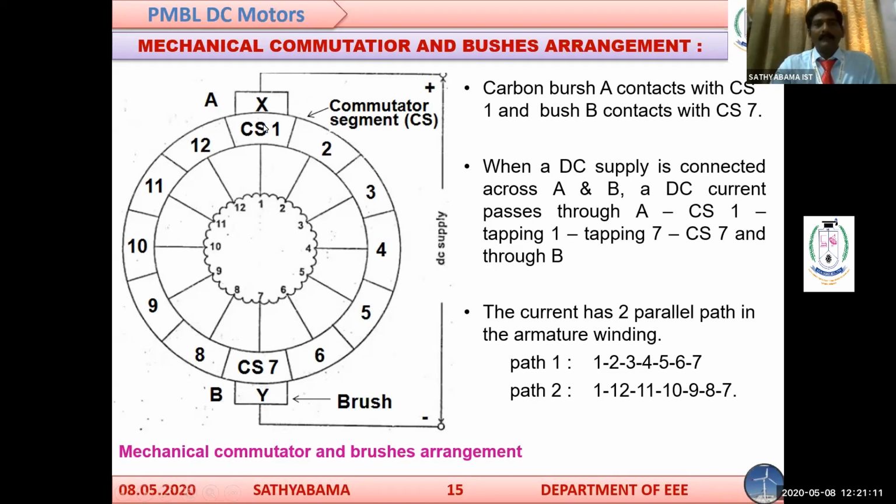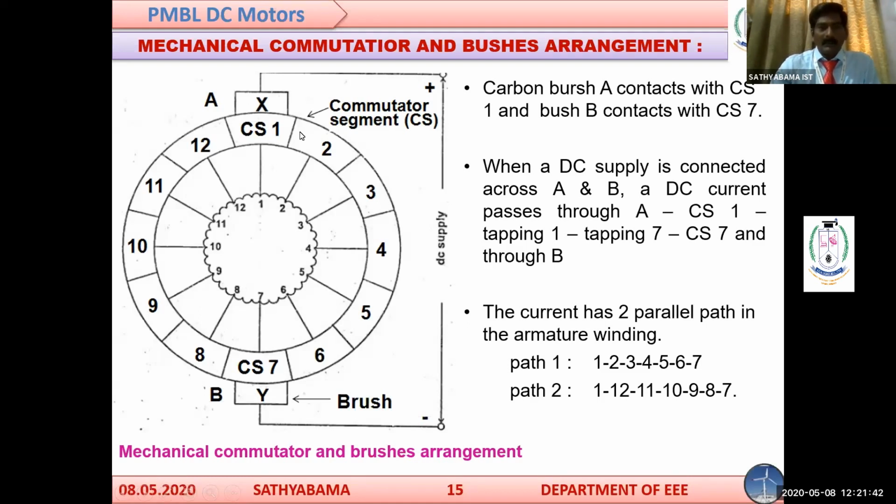There are two parallel paths for the current. From the supply positive, through brush A, then commutator segments 1, 2, 3, 4, 5, 6, 7 and brush B. This is one path. The other path is brush contact A, commutator segments 1, 12, 11, 10, 9, 8, 7 and again to brush B. So these are two parallel paths.